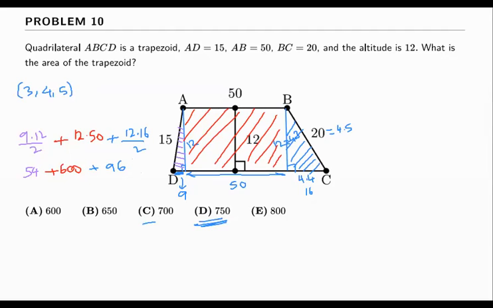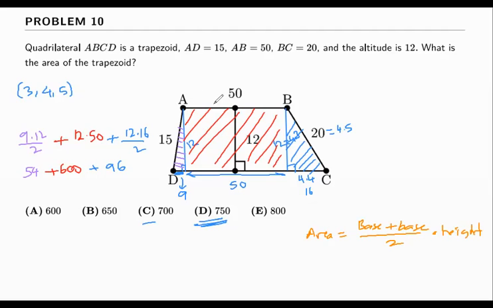Yeah, I think this is good to do. But there is something we probably need to know as well, which is called the area formula for a trapezoid. That is like this: the area of the trapezoid is the sum of the bases, base plus base, divided by 2, times height.